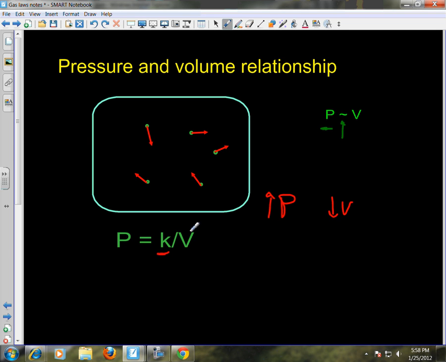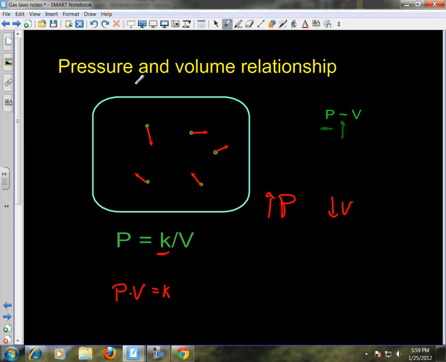If we rearrange this so we get the constant all by itself, pressure times volume is equal to that constant. That constant could be 10, it could be 100, it could be 1,000. It really doesn't matter what that number is at this point. What we realize is that for pressure times volume to equal that constant, if one increases, the other one better decrease.